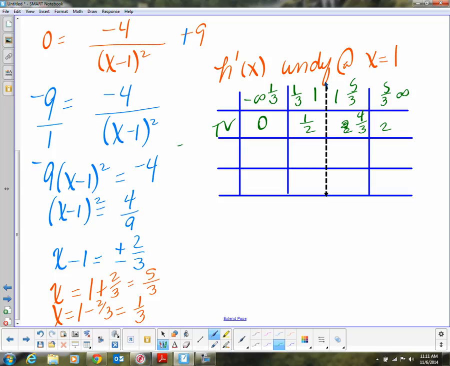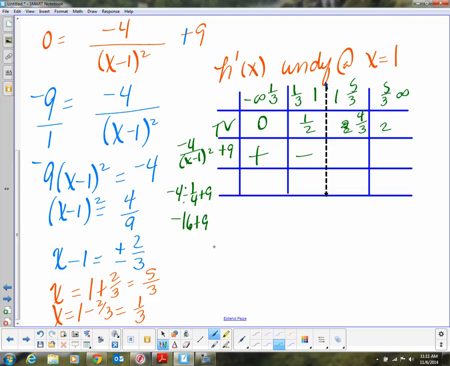Now, because I have x minus 1 squared, even though the denominator is never negative, I've got that plus 9. I've got to figure this out. This is going to be negative 1 squared, which is 1. Negative 4 divided by 1 plus 9 is positive. Now, when I do a half minus 1, I get negative 1/2, squared is a positive 1/4. Negative 4 divided by 1/4 plus 9 all of a sudden makes this negative 16 plus 9, or what?